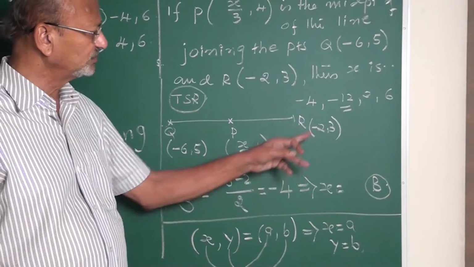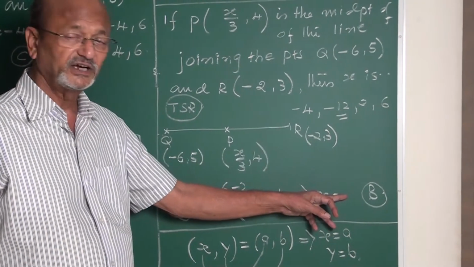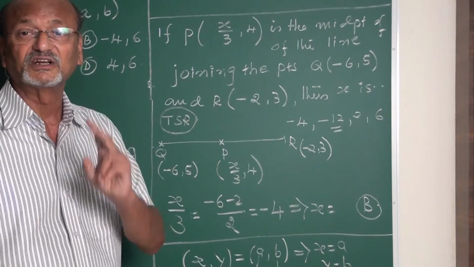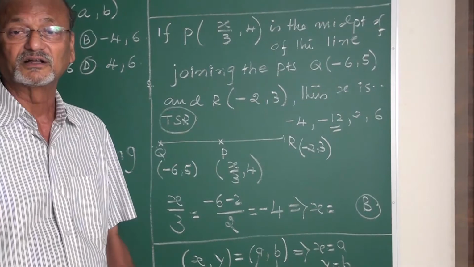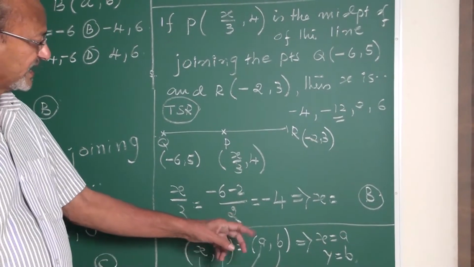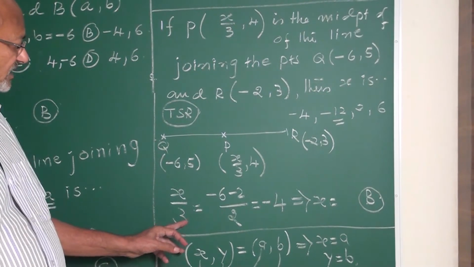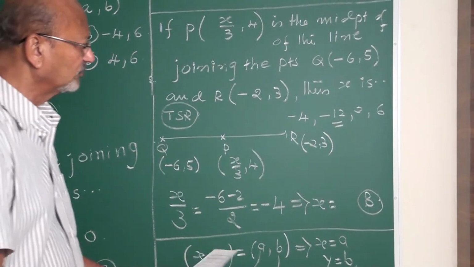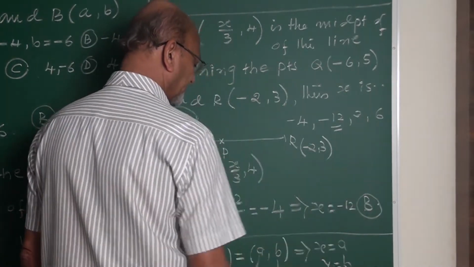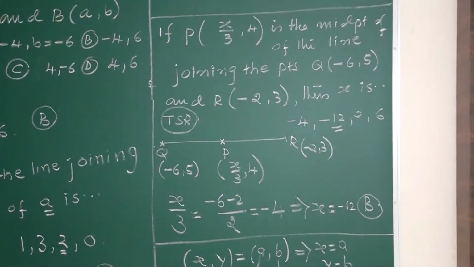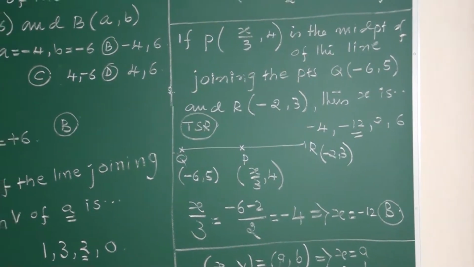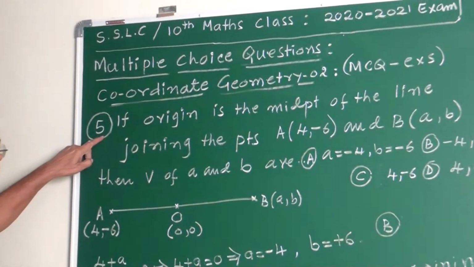Then what is the value of x? 3 into minus 4 is minus 12. Don't write minus 12 separately, because that takes time. At least 1 or 2 seconds it needs. If you are a slow writer, it takes more than 2 seconds. Therefore, your answer is 3 into minus 4, which is minus 12. Now I write minus 12 is the answer. Making use of the same concept, this is the next example.